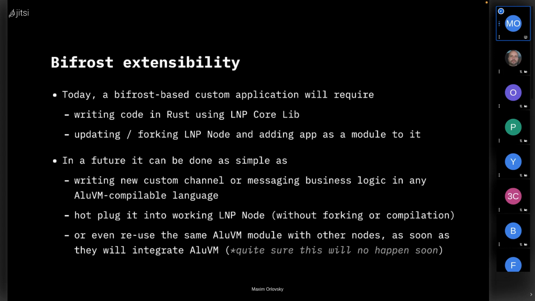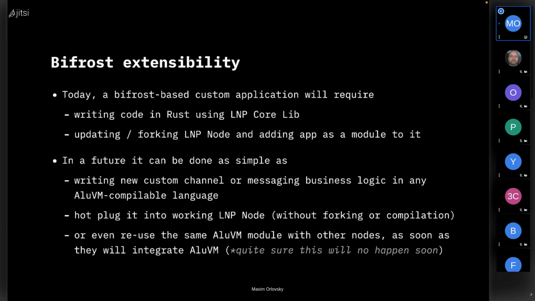So if somebody is developing a custom channel type in the future, for instance, for Storm or for channel factories, the only thing they will need to do is define the business logic of this channel once, using one of the languages that we will compile into Alluvium code. And then this code can be plugged into an existing LNP node in a hot mode. So you don't need to recompile the node. You don't need to fork it. You just add another plugin to it. And by doing that, you can add support for new channel types into the LNP node.